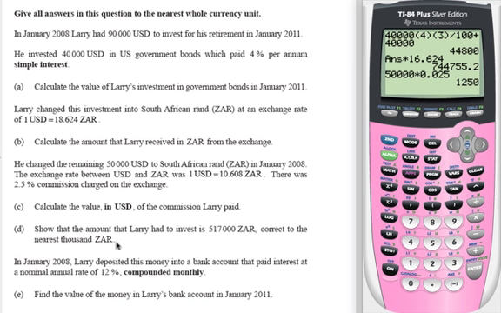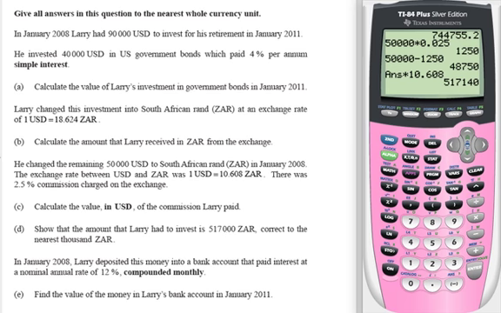That's part C. And then D, show that the amount that Larry had to invest is this amount of Rand, correct to the nearest 1,000. So what we're going to do is, this is how much commission we got charged. So let's just take that off our 50,000. So 50,000, take away our commission. Okay, that's $50,000. Take away the commission, and then times that by the exchange rate, which is 10.608. Do I get the right amount? Okay, so to the nearest 1,000, that's right.